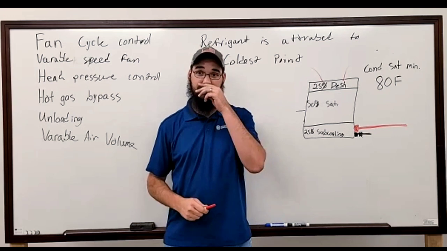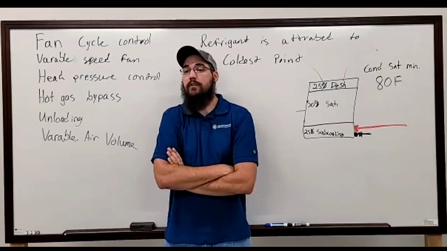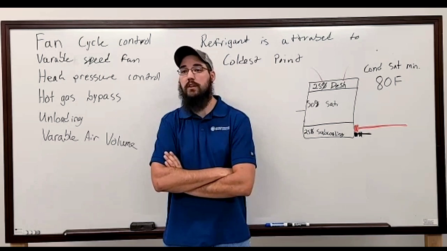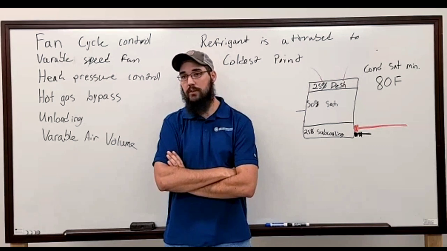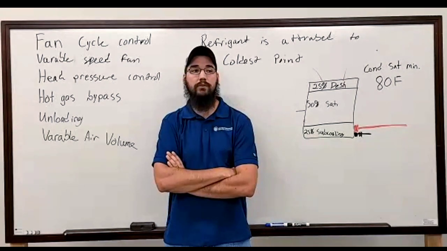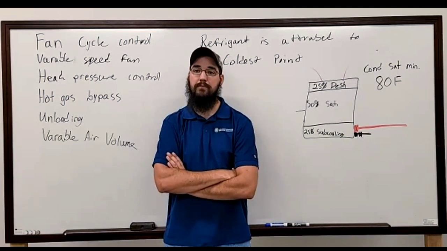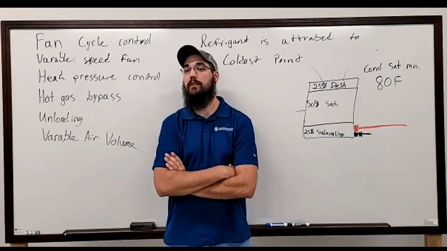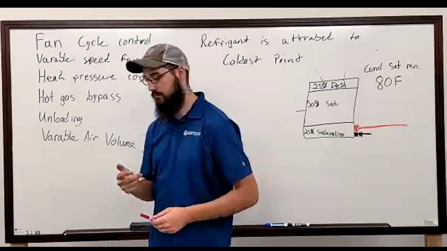So at that point, this could be happening on a 100-degree day. There's just not that much load in the space, and we're satisfying our supply air temperatures, and we just don't need all of the compressors to run. We're bleeding through. So scrolls have unloading ability. Scrolls have two types of unloaders.